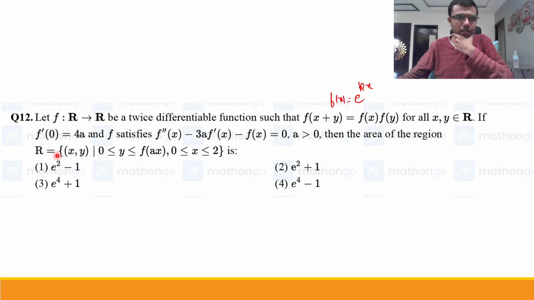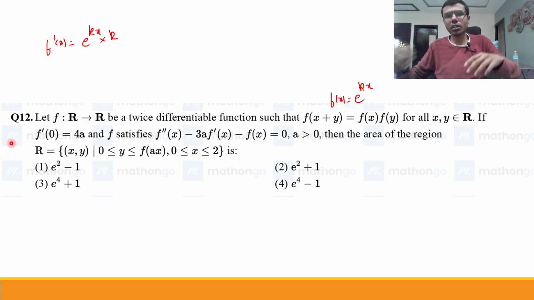Then the area of the region, this region they're asking for. f dash of 0 is 4a, so f dash of x would be e power kx into k. Chain rule of differentiation. Acha, so what all chapters could this be?